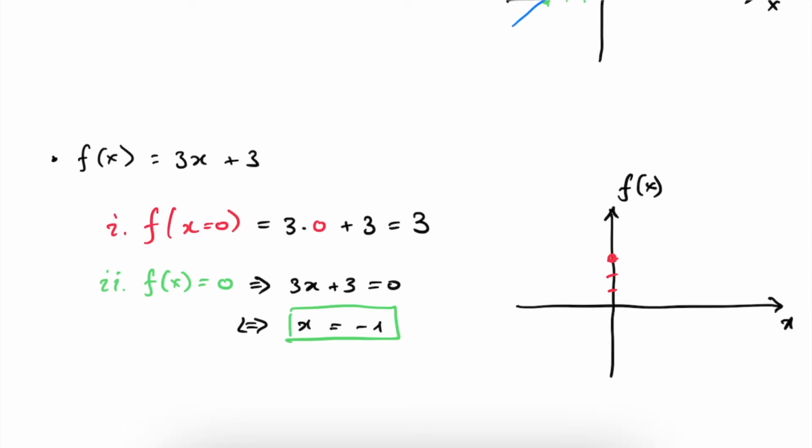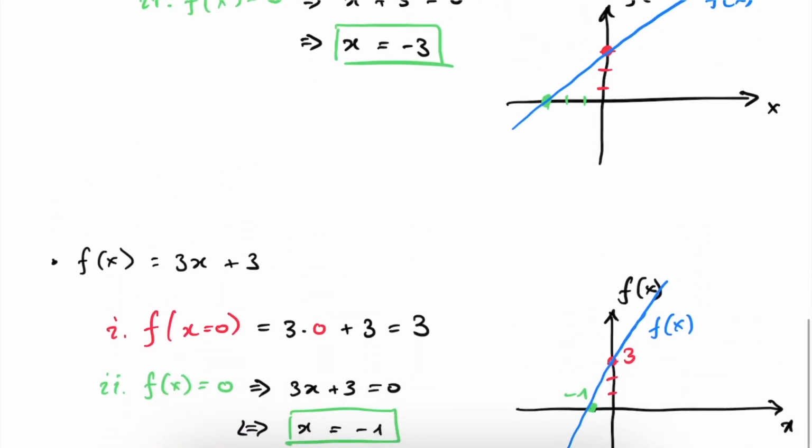Where does our line cross the horizontal axis? Well, that is where f of x is equal to 0. So this is at minus 1. That would be here at minus 1. We connect the two dots and we have our function f of x, which goes through 3 and minus 1.